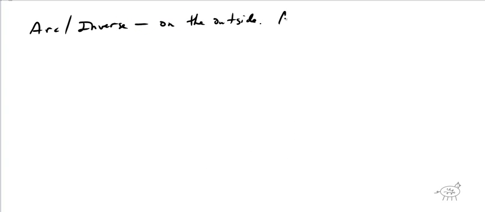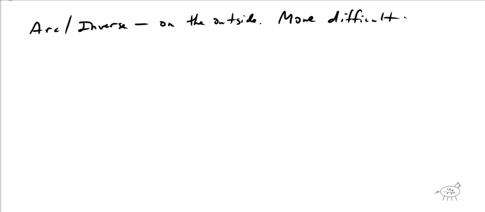Okay, so the arc or inverse is on the outside. Okay, this is actually more difficult. I'm just going to put it out here. More difficult, because the other one's easy. You just draw a picture and then kind of get your ratio.